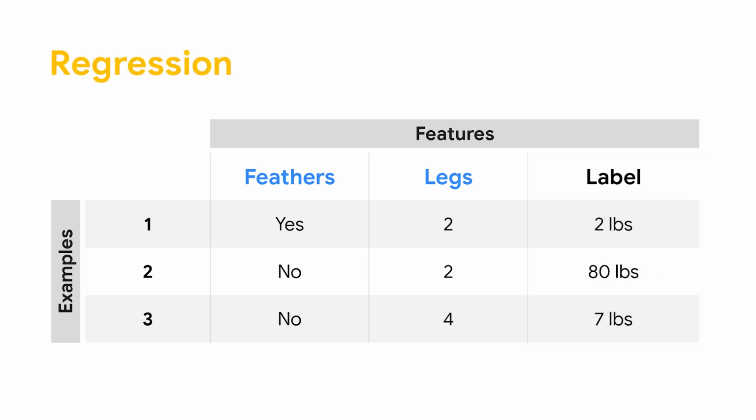Here's another thing you can do. Trees are great for regression. And in this example, you're trying to predict the weight of an animal based on the same two features. The only thing that's changed is the label.